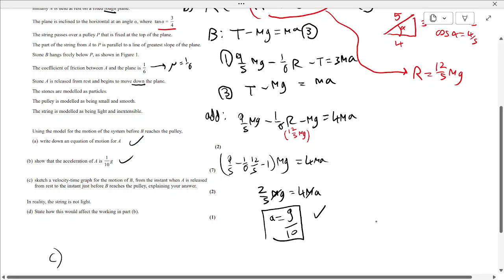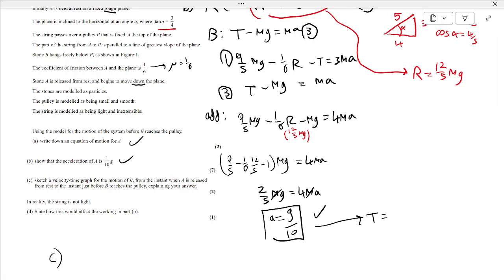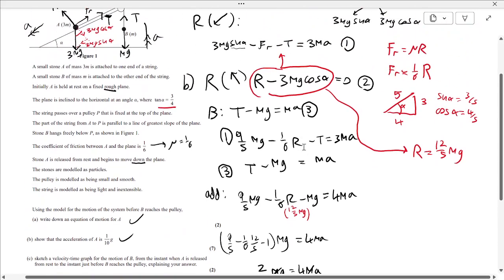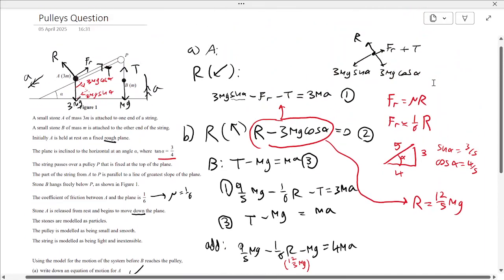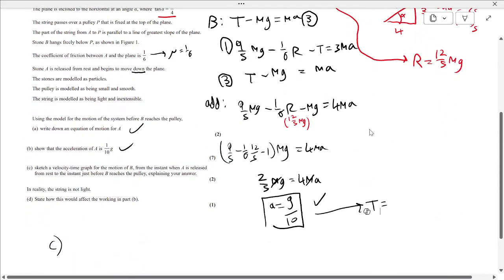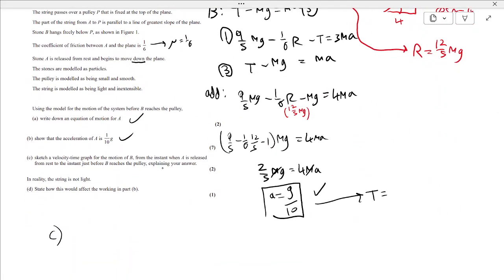Just very quickly, I could obviously go back in and solve for t. I could scroll up and go to either equation 1 or equation 3 here, and they both are just going to be able to give me that. The question doesn't ask for it though, so I'll leave it. Part C: sketch a velocity time graph for the motion of B, starting from when A is released, and it's released from rest, and going on to the instant just before B hits the pulley.